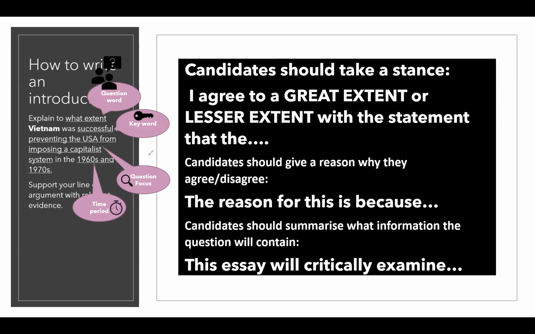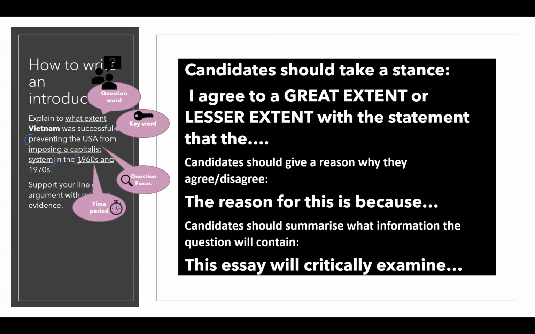Then you'll see that the question focus is on preventing the USA from imposing a capitalist system. So you need to say all the ways in which Vietnam was successful in preventing the USA from imposing a capitalist system. You're not going to speak about all the history of Vietnam, for example, that French war thing. You're going to really just focus on the USA being in Vietnam.